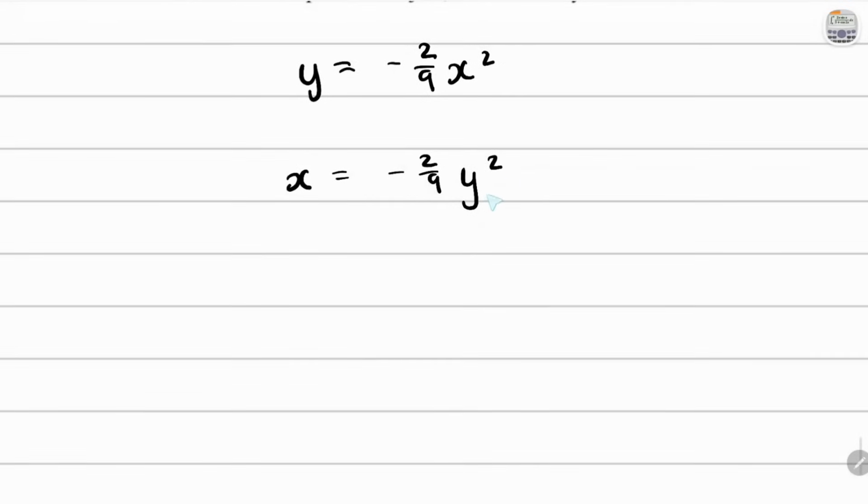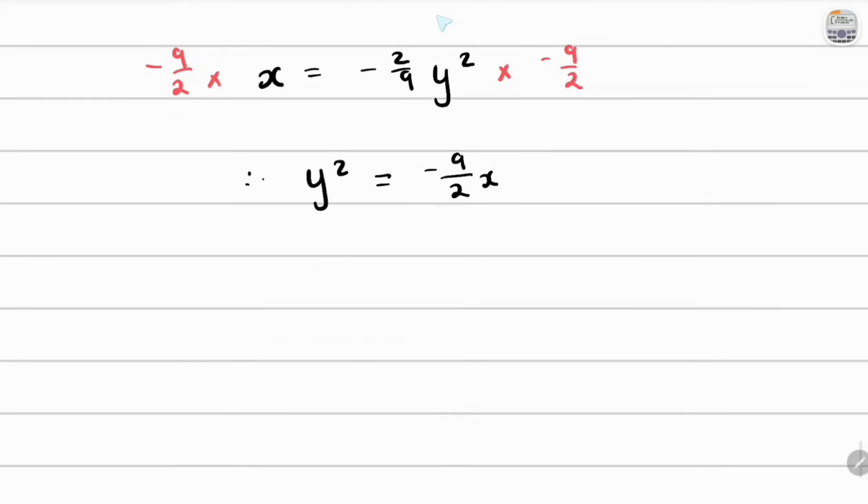So to make y the subject, we need to get rid of this negative 2 over 9. So we can do that by dividing both hand sides by negative 2 over 9, or multiplying both hand sides by negative 9 over 2. So the reciprocal of this, swapping the numerator and the denominator. And what you do on one side, you have to do on the other side, because this is an equation. So therefore it means that y squared, writing it here, is equal to negative 9 over 2x. And then we'd have to square root both hand sides.